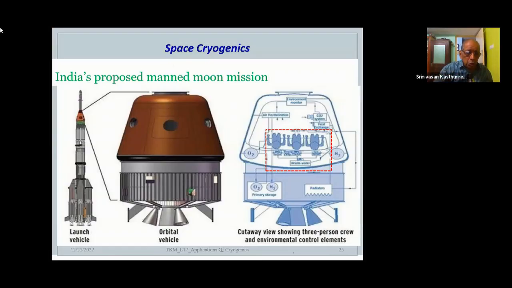What is on this topmost zone is expanded like this. If you look at the internal parts of this, a three-member crew can be there, visiting the moon and coming back. There is a cutaway view showing the 3-person crew and the environmental controls as elements. So this sort of system has been designed. This will be launched by ISRO at some time.